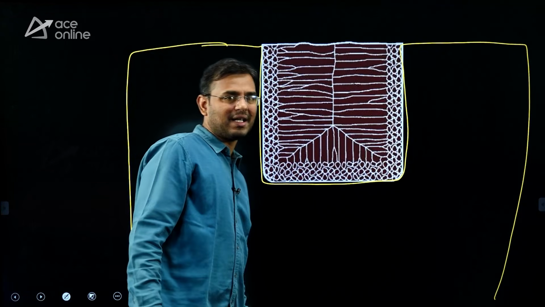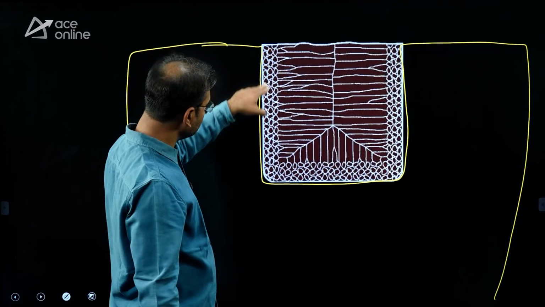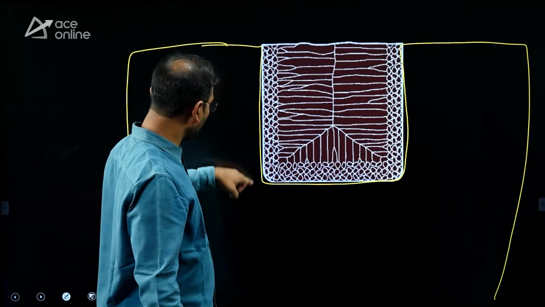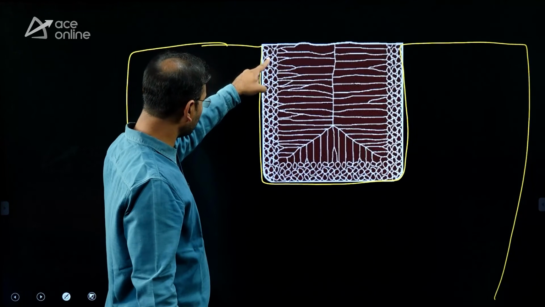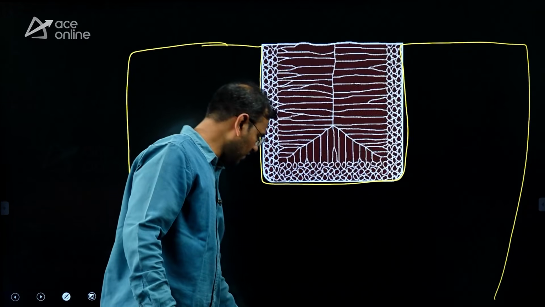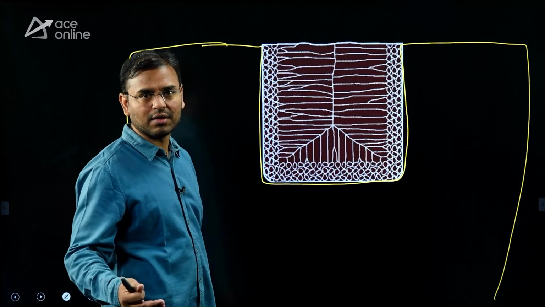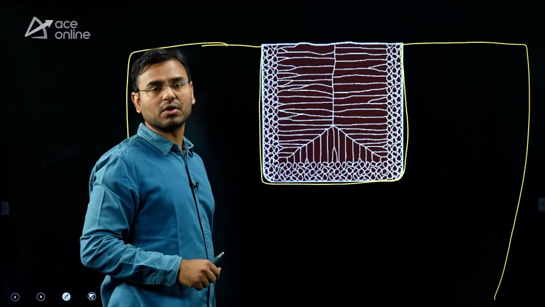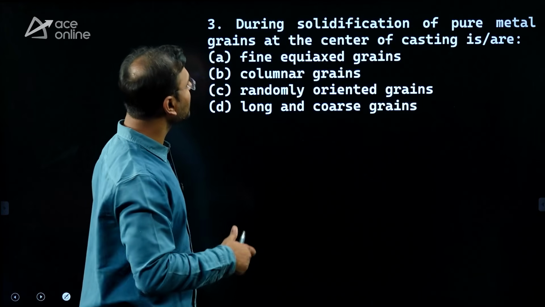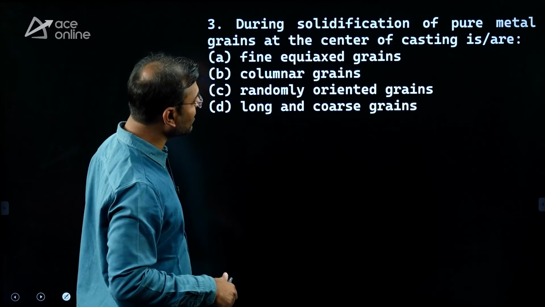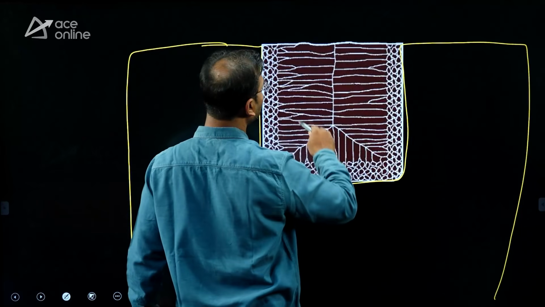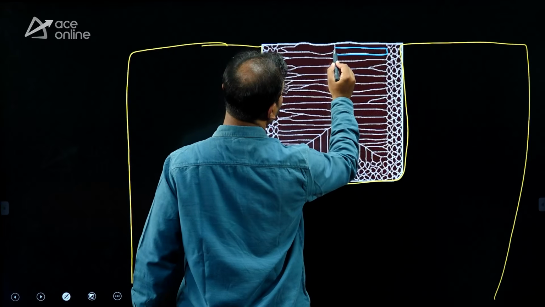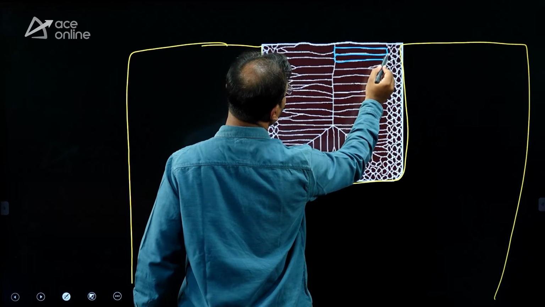When we pour the molten metal, what is going to happen here? The mold wall is going to convert into solid very fast, because the mold is at room temperature. Therefore, you can see that small grains are going to form. But what is the question? They are asking during the solidification of pure metal, grains at the center of casting. Here you can see that column-like grains are going to form at the center of casting.